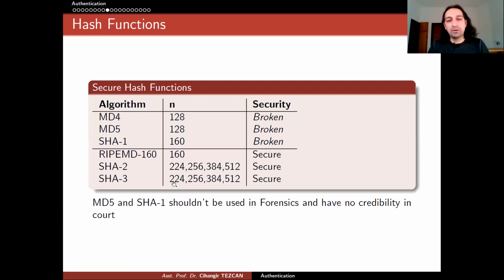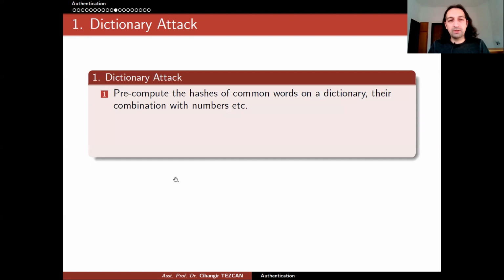Okay. So what you can do in this scenario is the following: pre-compute the hashes of common words on a dictionary, or their combination with numbers or with combinations of each other. So for instance, take an English dictionary. You can easily get the words from the internet. Just take the hashes of all of these words. Then combine them, take their hashes, add a few numbers to their endings, take their hashes too, add a few special characters, calculate their hashes too.